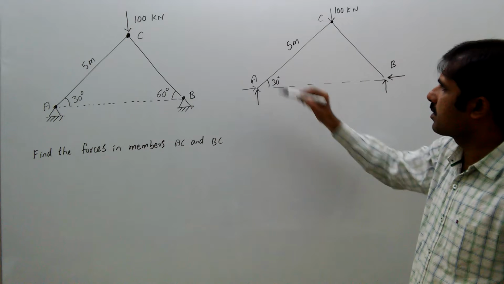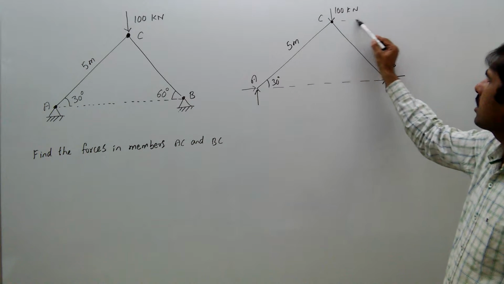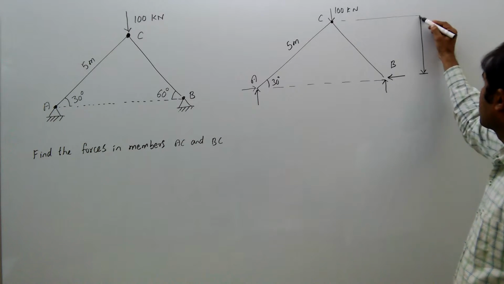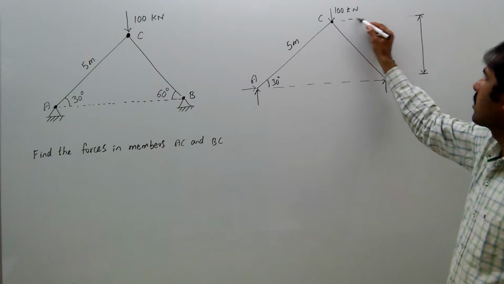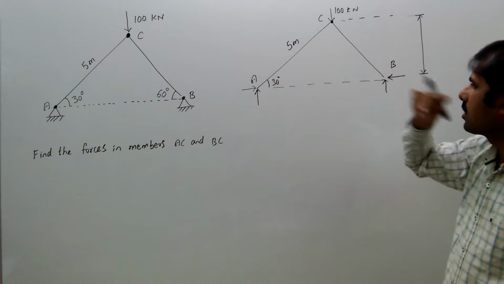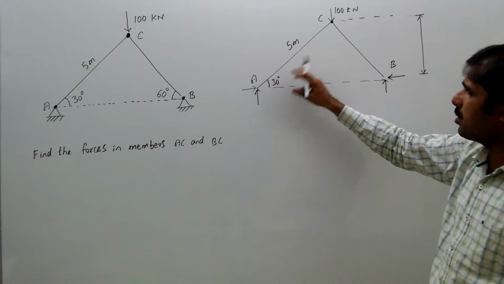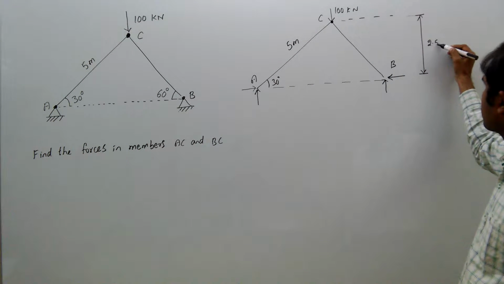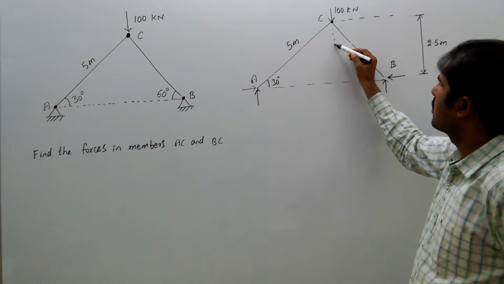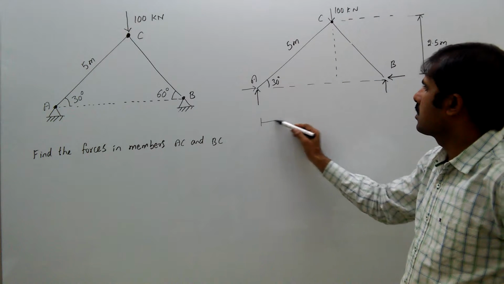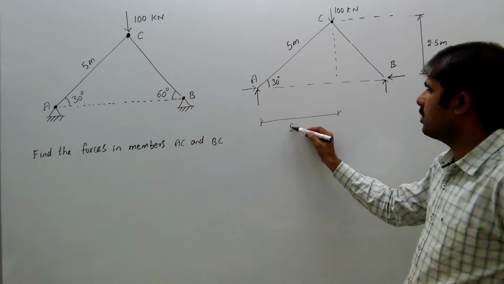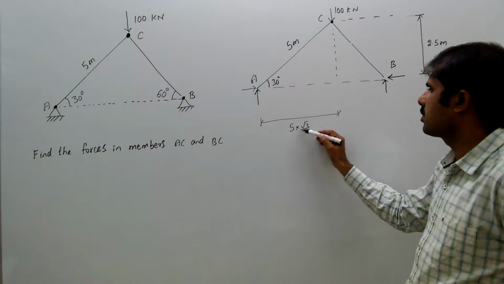This is 30 degrees. That means this horizontal, this vertical height, we can find because this height is opposite side for this triangle. So here 30 degrees. So 5 into sine 30, that means this is 2.5 meters. This is 2.5 meters. Similarly, this is 5 into cos 30. Cos 30 is root 3 by 2.